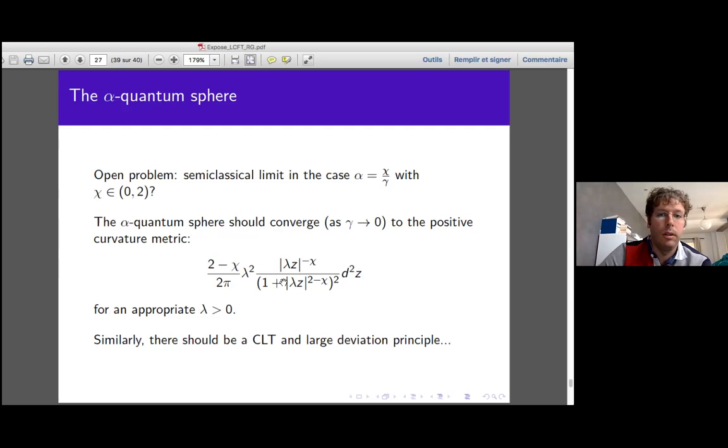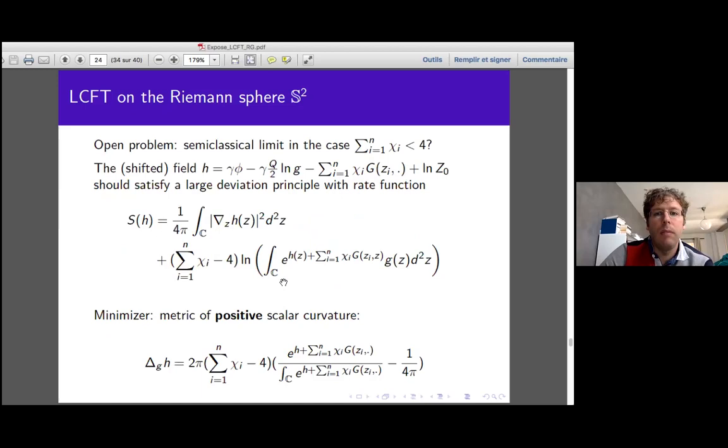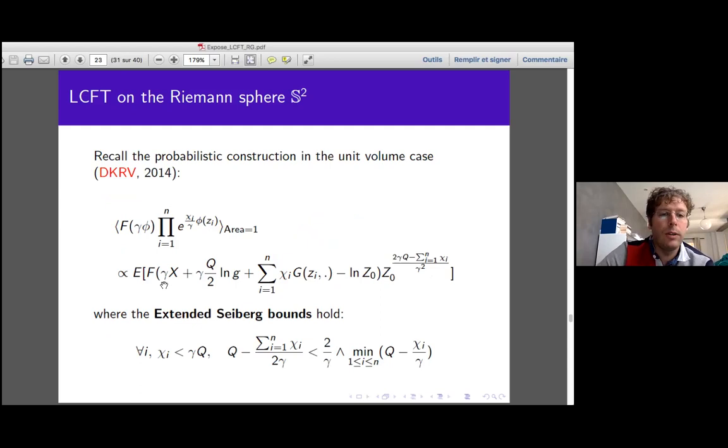Let me say one word on what the problem is. When you work in the case of Liouville, you have to study a Gaussian free field, but you especially have to understand the asymptotics of the exponential of the Gaussian free field to this power here. Now, if the sum of the chi i is bigger than 4, this power is negative, and so you're kind of safe. But when the sum of the chi i is smaller than 4, this power is positive, and so you have to control the exponential of the free field to some power which is going to infinity.